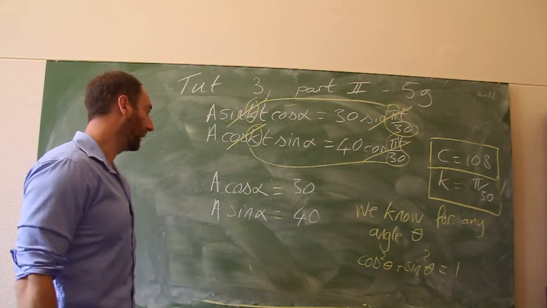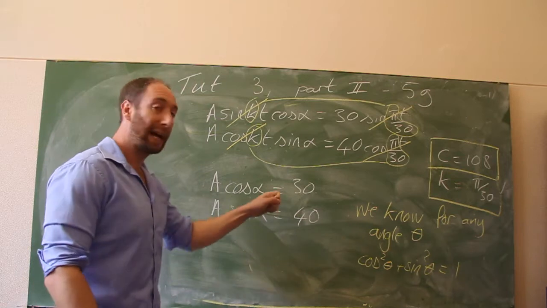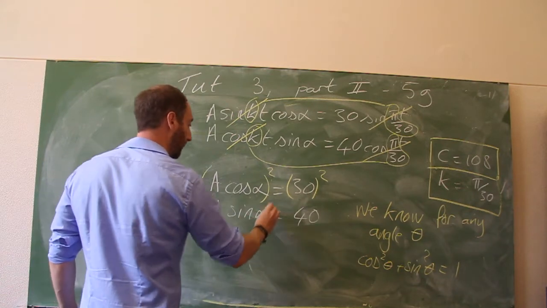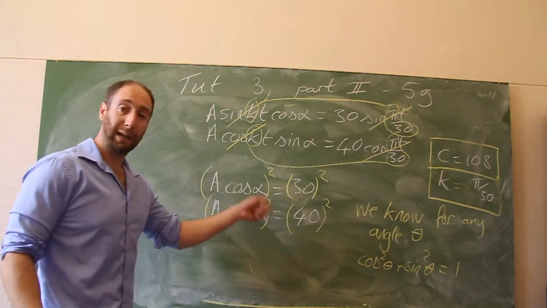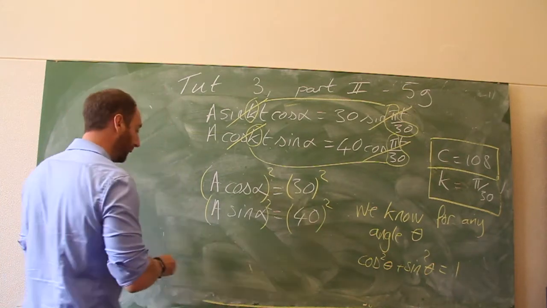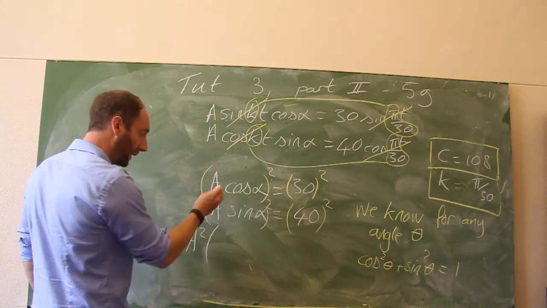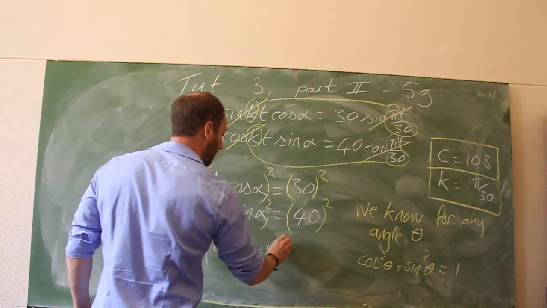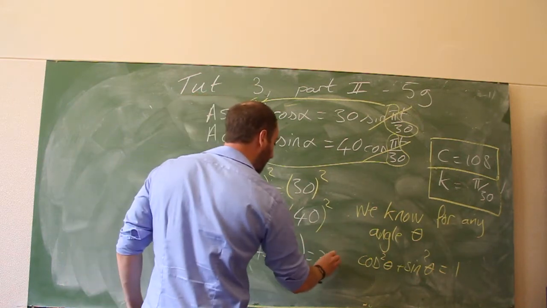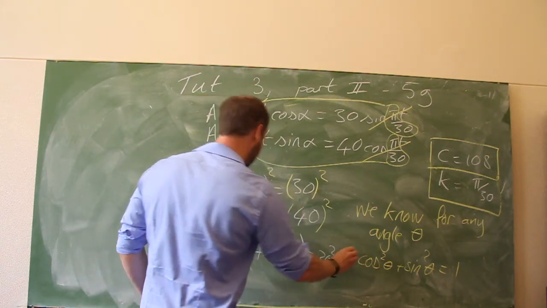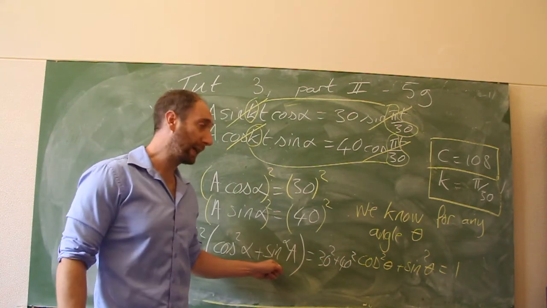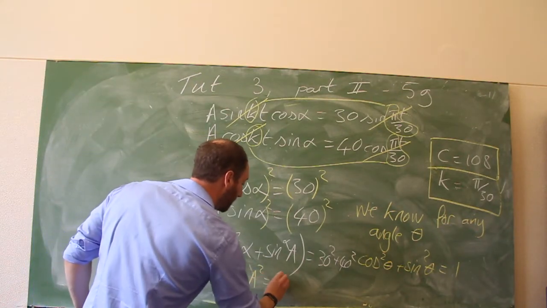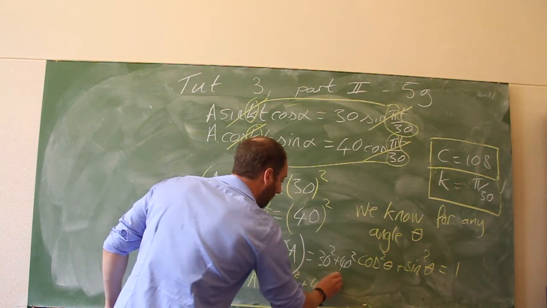Okay. So what should we do here? Let's square both sides and add them together. So we can square this, we can square this, we can square this, and we can square this. And now let's add them together. If we add the left-hand sides together, we're going to end up with a squared, and I'm going to simplify it as we go along, cos squared alpha plus sine squared alpha equals 30 squared plus 40 squared. But we just said cos squared alpha plus sine squared alpha, because of this trigonometric identity, is 1. So we have a squared equals 30 squared plus 40 squared.